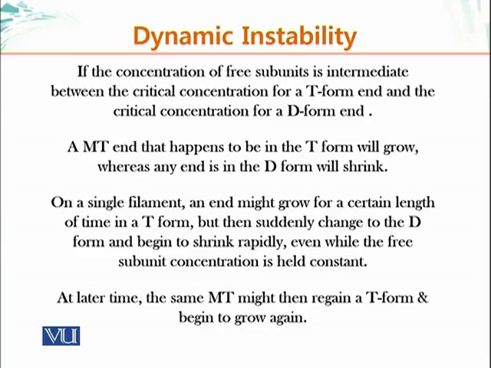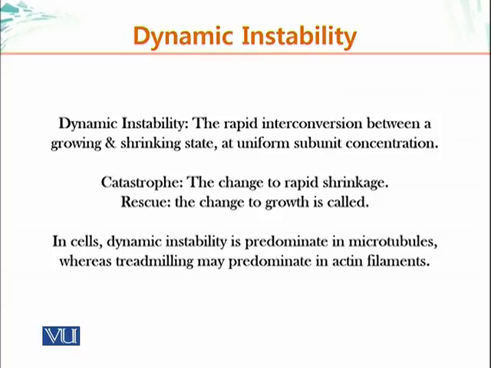At a later time, the same microtubule might again regain the T form of the subunits, and begin to grow again. So these microtubules keep on switching between the growth phase and the shortening phase. These structures are not constantly either growing or shortening. They switch into different modes after a short while. Dynamic instability is basically the rapid interconversion between growing and shrinking states at uniform subunit concentration.